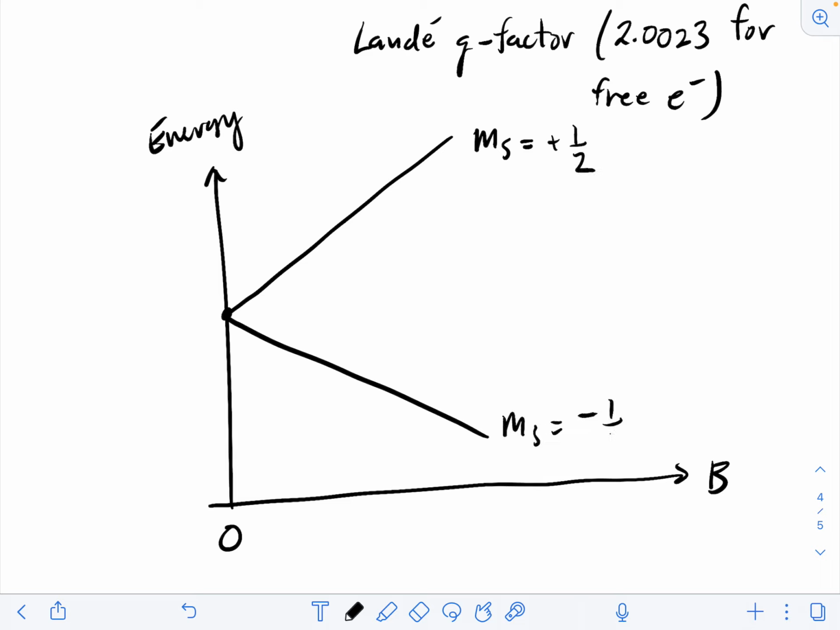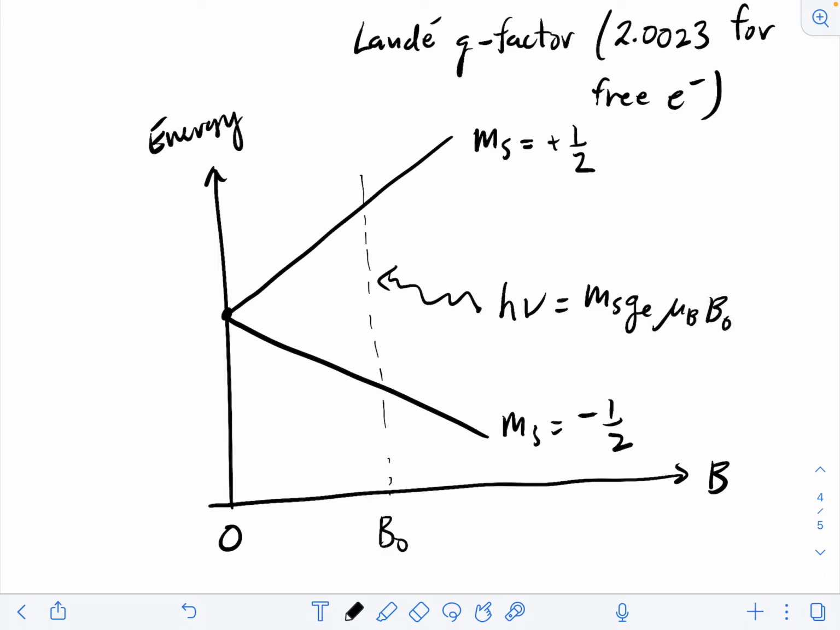And so what you want to do is pick a value for the external magnetic field. Maybe we call it B0 just for argument's sake. And then we're going to irradiate the sample with photons. The energy of these photons is going to be h times nu, the frequency. And if we set that frequency correct so that it equals this energy splitting at the value of B0, then the sample will absorb some of those photons and we'll measure some absorption.